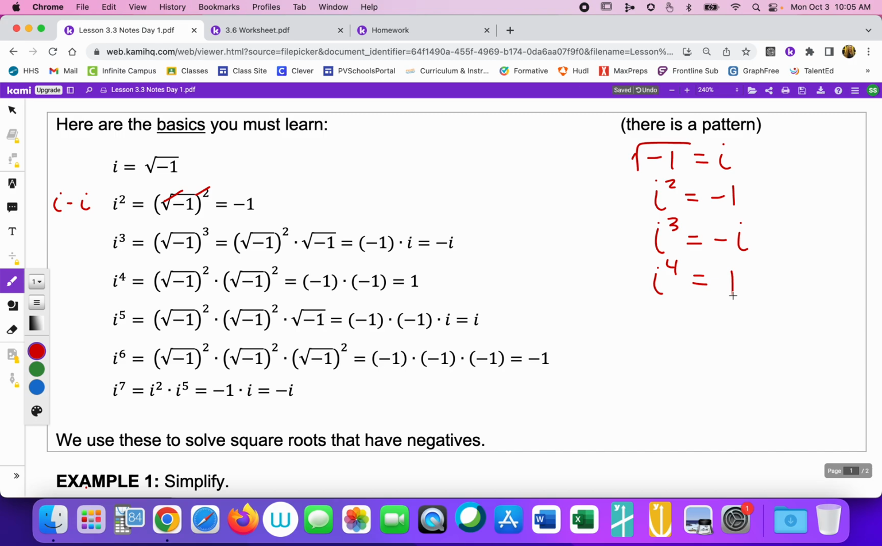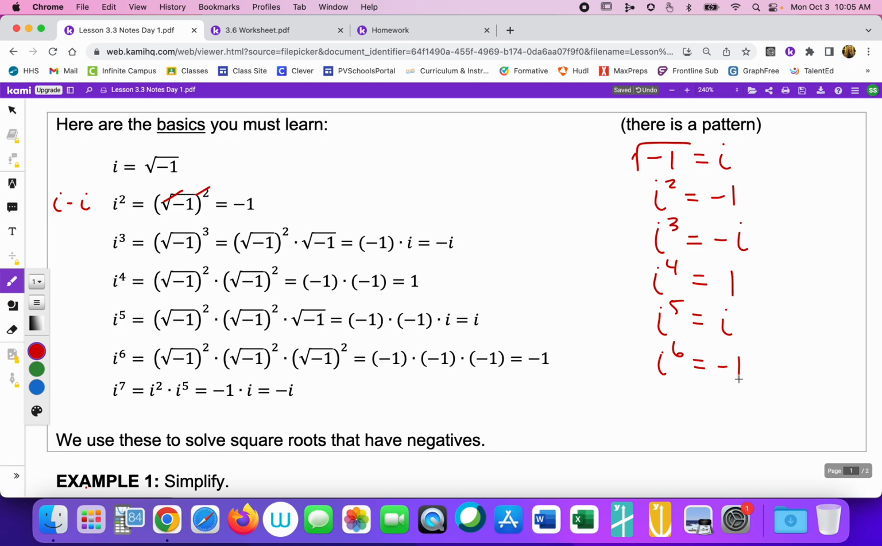i to the 5th, you can break apart in several different ways. That could be an i to the 3rd and an i to the 2nd, just split apart. So that would be a +i. So i to the 5th is a +i. i to the 6th is technically 3 i squareds. So it's a -1 times a -1 times a -1, which is a -1 again.